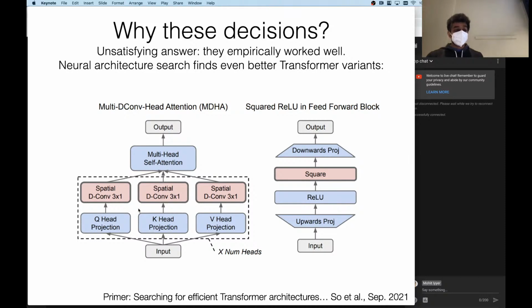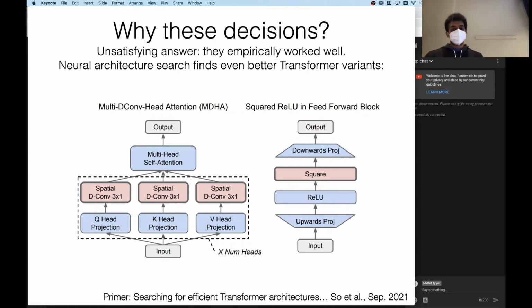Another thing that this neural architecture search found was that after doing these query, key and value projections, if you apply a convolution on top of that before computing the attention scores, this helps quite a lot. Again, this doesn't really make any intuitive sense. You could probably try and come up with some explanations, but no one thought to try any of these things before some machine came and tried them, and then it seemed to work pretty well.